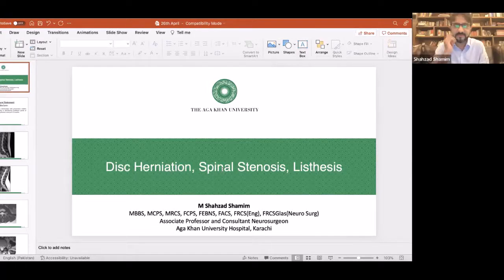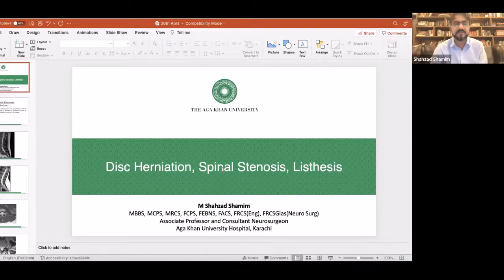My topic today is disc herniations, lumbar spinal stenosis, and lumbar listhesis. All three of these pathologies can happen in any part of the spine, but in today's lecture we are only going to focus on the lumbar spine, where they are incidentally much more common.